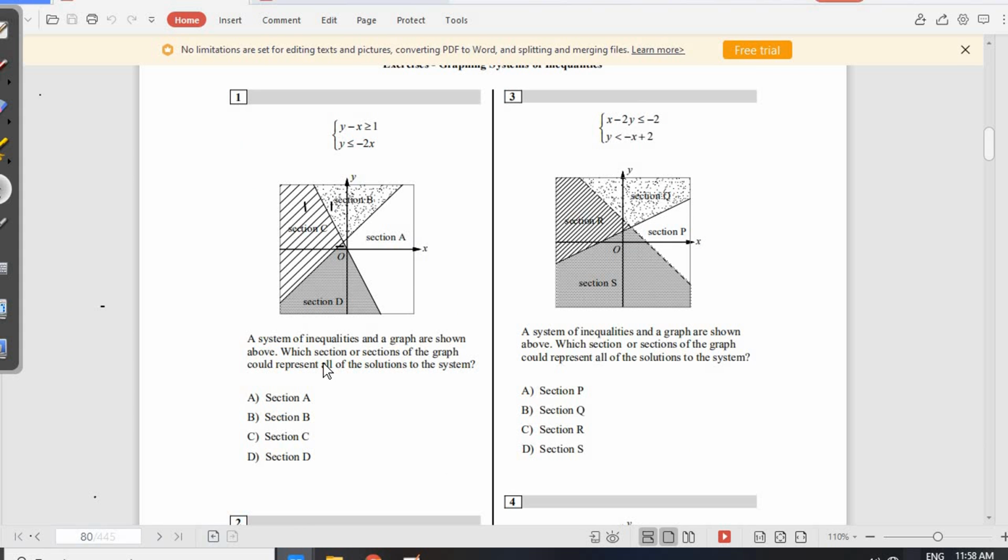Number 3 says x minus 2y is less than or equal to minus 2, and y is less than minus x plus 2. These are two different inequalities. A system of inequalities and a graph are shown above. Which section or sections of the graph could represent all of the solutions to the system? We're just going to insert numbers into this and get an answer.